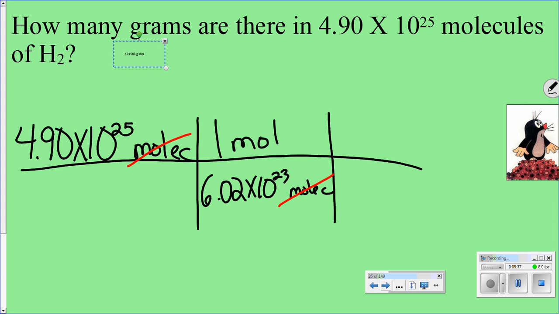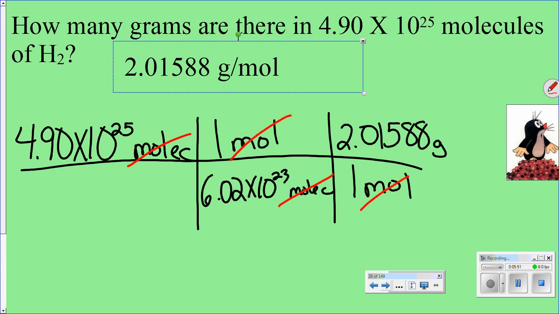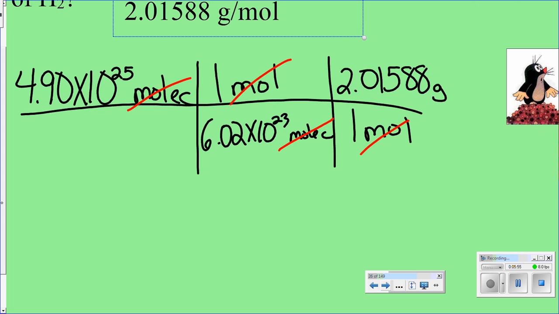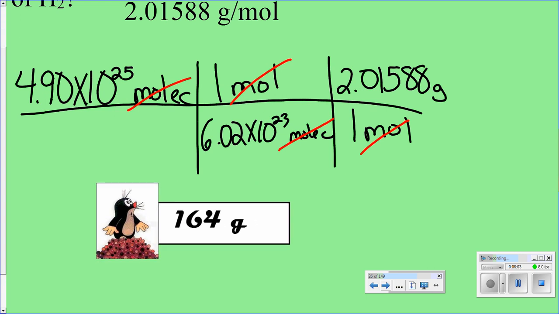Because this is H2, I took hydrogen's mass and multiplied it by 2. 1 mole of hydrogen gas has a mass of 2.01588 grams. This allows my moles to cancel. So you're going to multiply across the top and then divide by that 6.0 times 10 to the 23rd. And this gives us 164 grams.